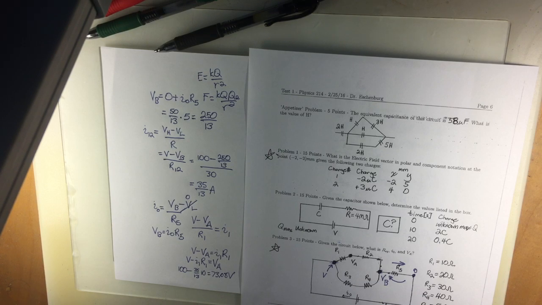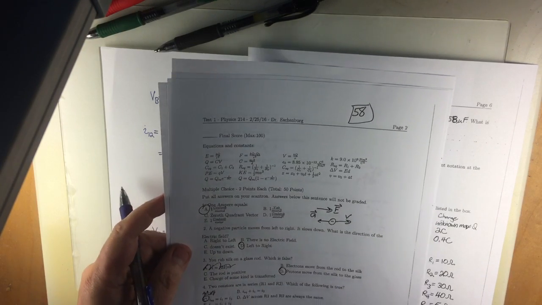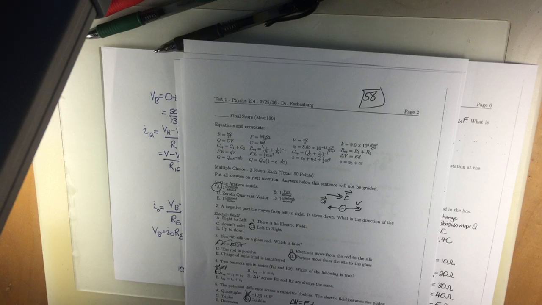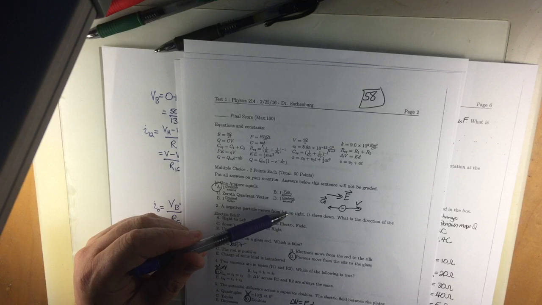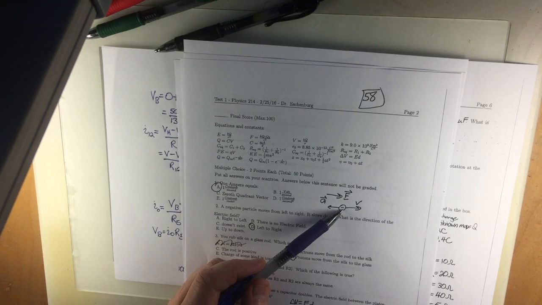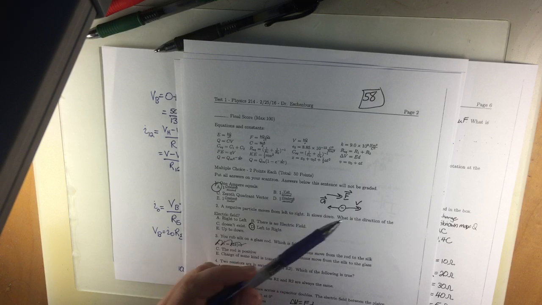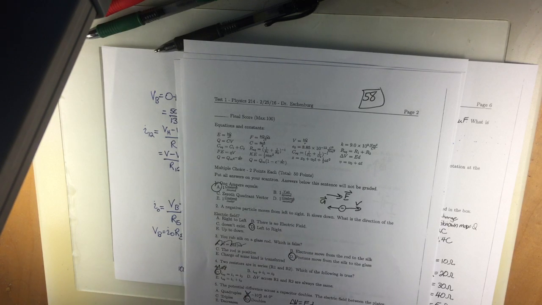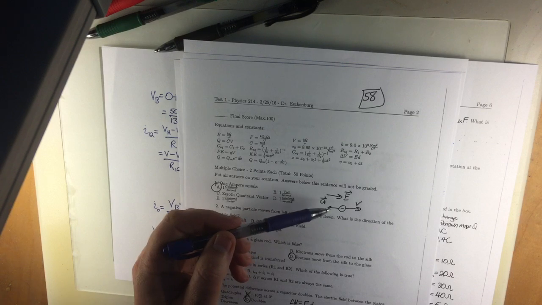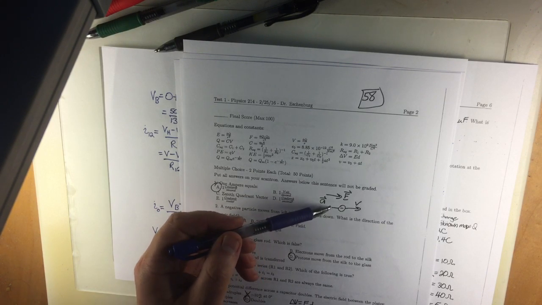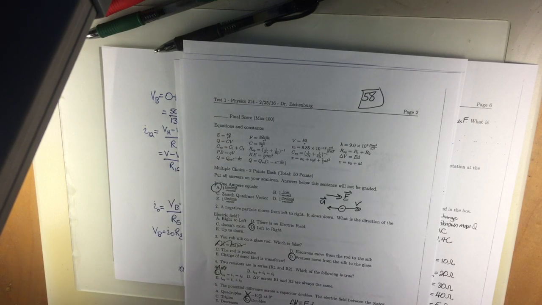Multiple choice problem number 2? This one? Yeah. Okay. Particle moves from left to right. It's a negative particle. So there's our negative particle. That's the velocity vector. It slows down. Slowing down implies acceleration is opposite to velocity. So to get the acceleration of the negative particle to go backwards, the E field has to go to the right. And that's it. All right, sounds like we're done.